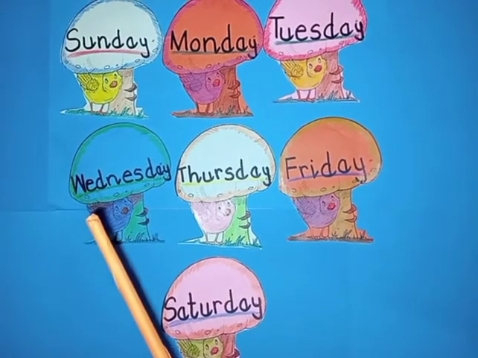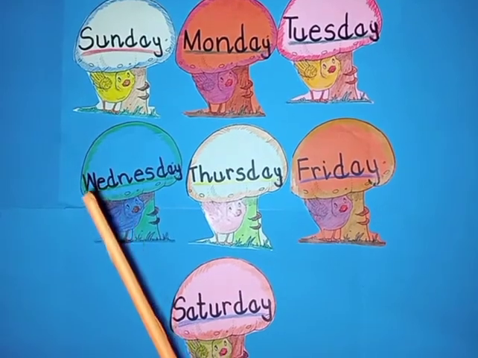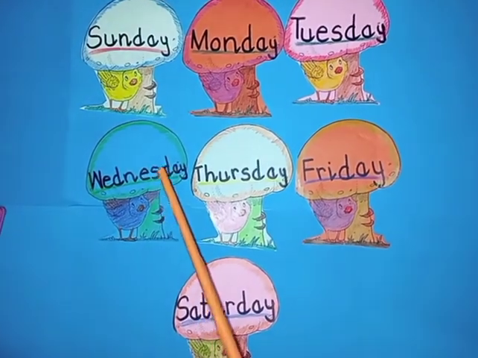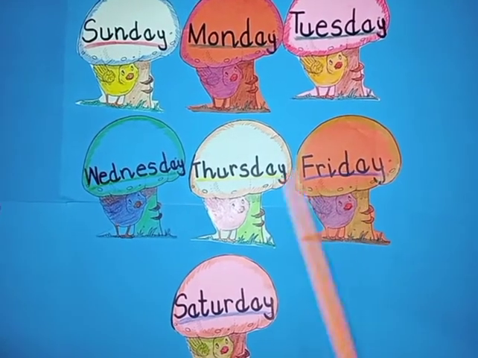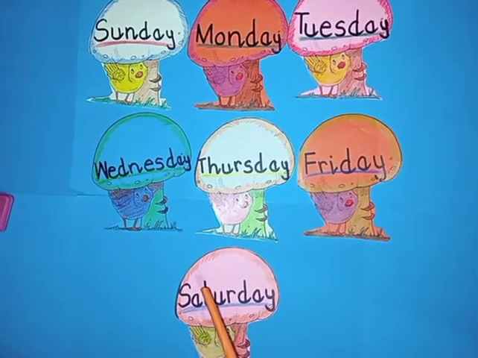Okay, students, tell me how many days in a week? There are 7 days in a week. Revised days of the week: Sunday, Monday, Tuesday, Wednesday, Thursday, Friday, Saturday. Okay, do spelling with me.